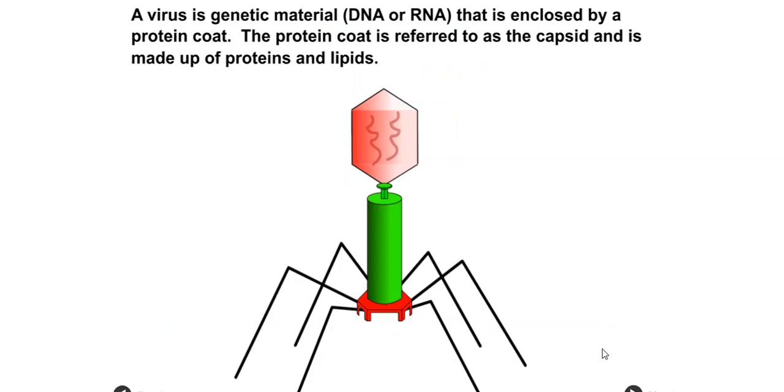So, let us look at these unique living organisms. A virus. What is a virus? A virus is basically genetic material, either DNA or RNA, that is enclosed by a protein coat. The protein coat is referred to as a capsid and is made up of proteins and lipids.